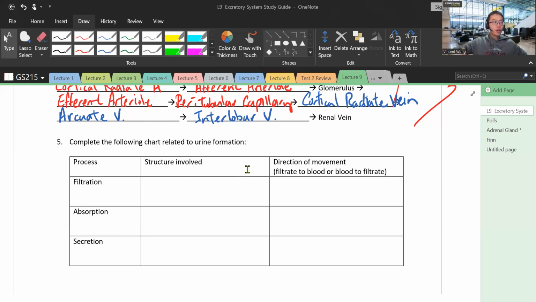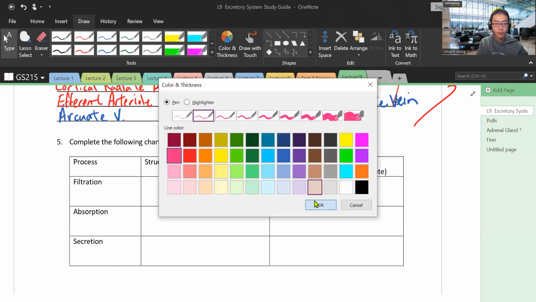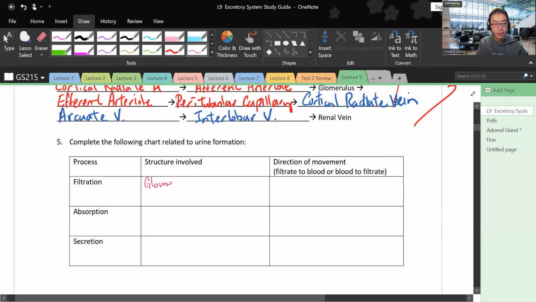All right. So the filtration process, where does it take place? What structure is involved? Okay, it's involved in the glomerulus, glomerulus plus Bowman's capsule. Okay. And in terms of where things go, it's going from the blood to the filtrate. Okay, so we take the blood inside the glomerulus, we squeeze out some of the stuff, and they become the filtrate in the nephron.